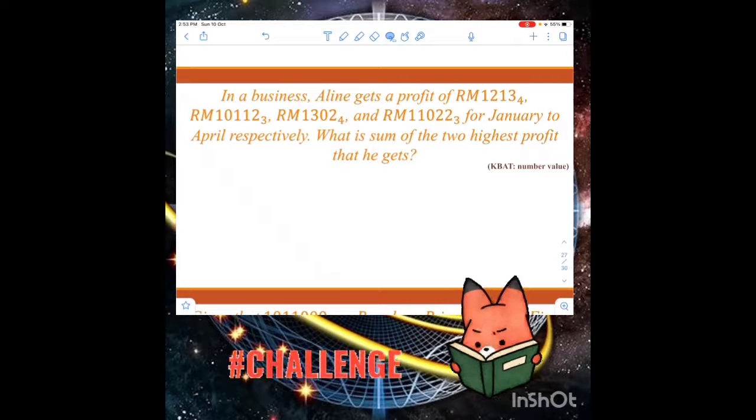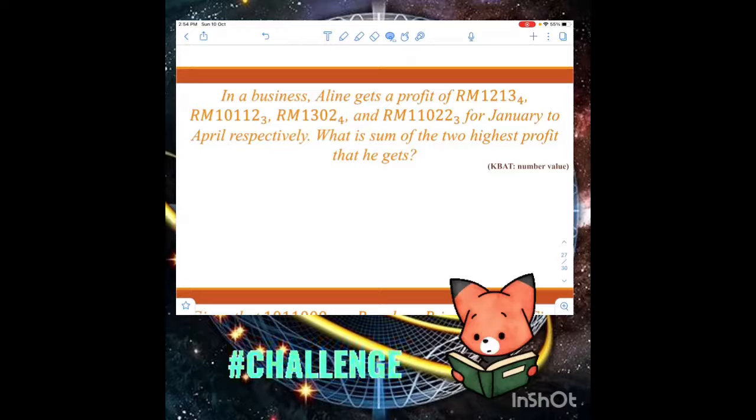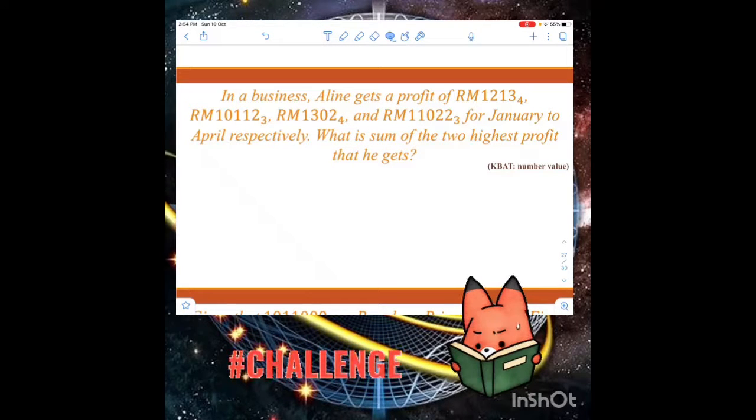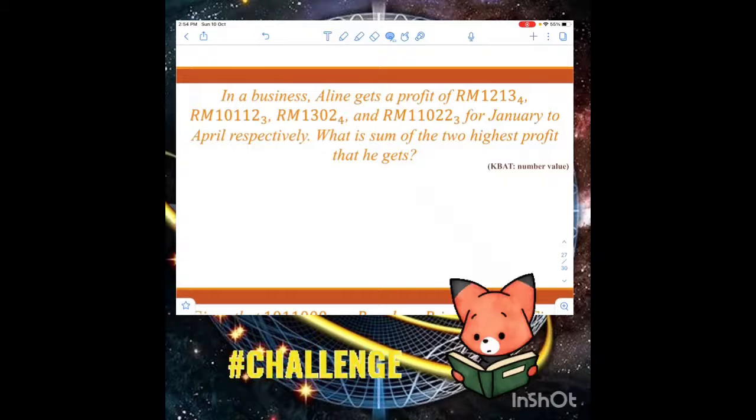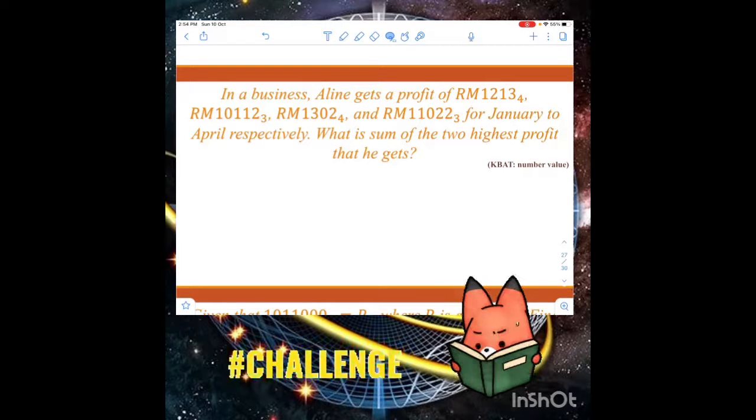You see, because the numbers are in different base 3 and also base 4, therefore we cannot say that 10112 base 3 is a higher value than 1302 base 4, because they are totally different bases. So since all the bases involved here are bases that we cannot use a calculator to get the answers, then we know this one is a manual calculation question. So these questions are very time consuming.